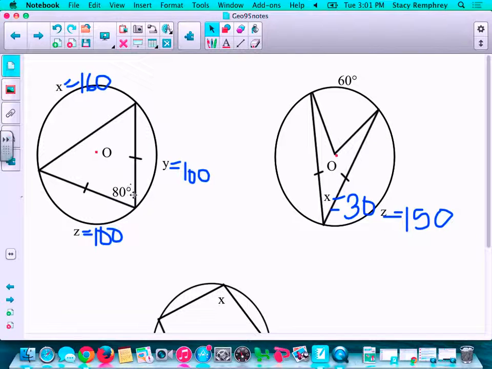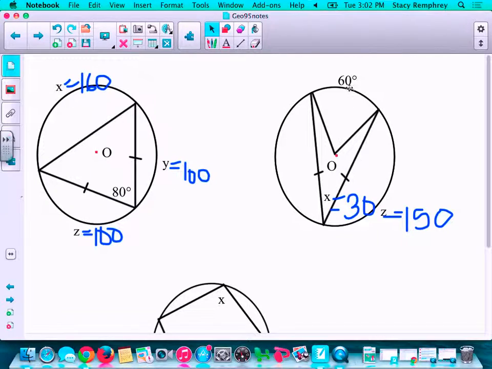Okay, over here, the 80-degree angle comes out to here, so X is double that, 160 degrees. Equal chords mean equal arcs. So if I've taken up 160 degrees here, I have 200 degrees of the circle to split equally between Y and Z, so both of them are 100.